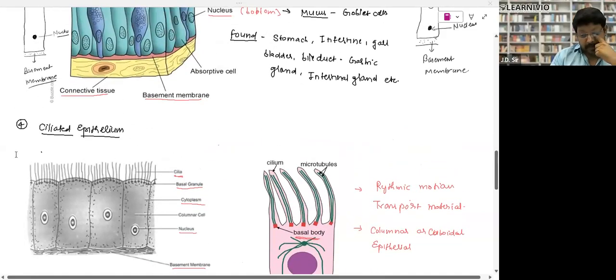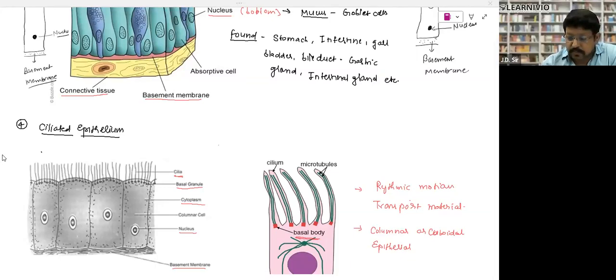So please note down some extra points. Put the heading, some extra points. Put the heading, ciliated epithelium.